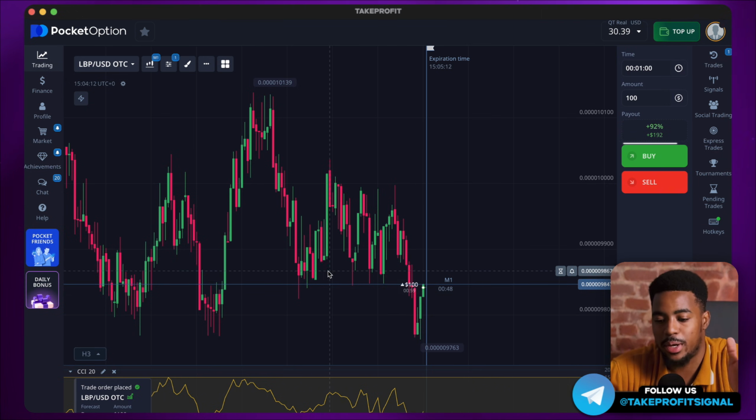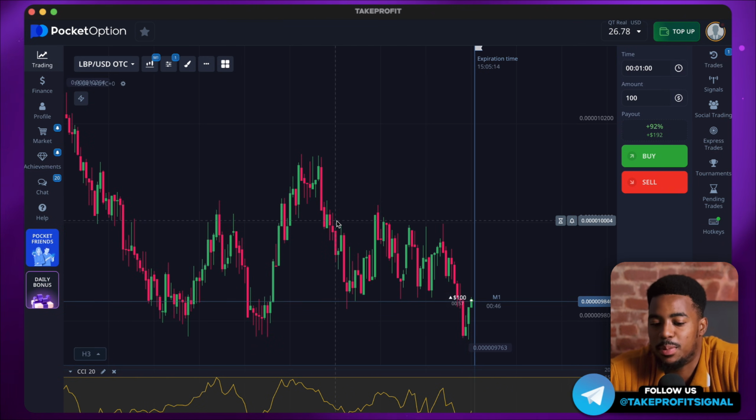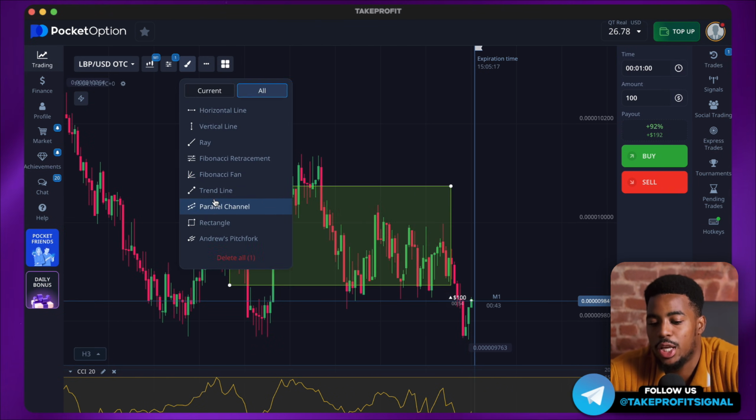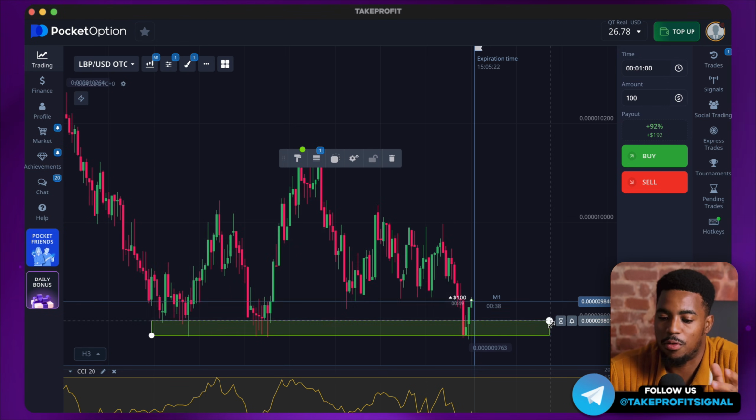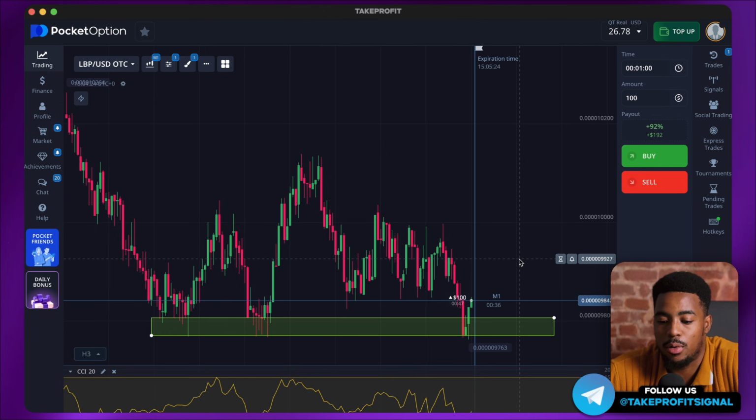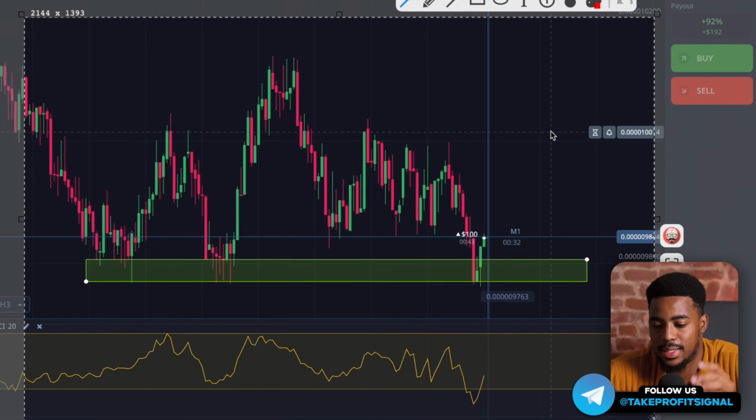Guys, let's open a trade right now using the strategy, and I'll explain its essence to you. First, you need to find any horizontal level. I hope you will know how to find a horizontal level because it's very simple. For a standard example, this is the most typical situation you will be trading.